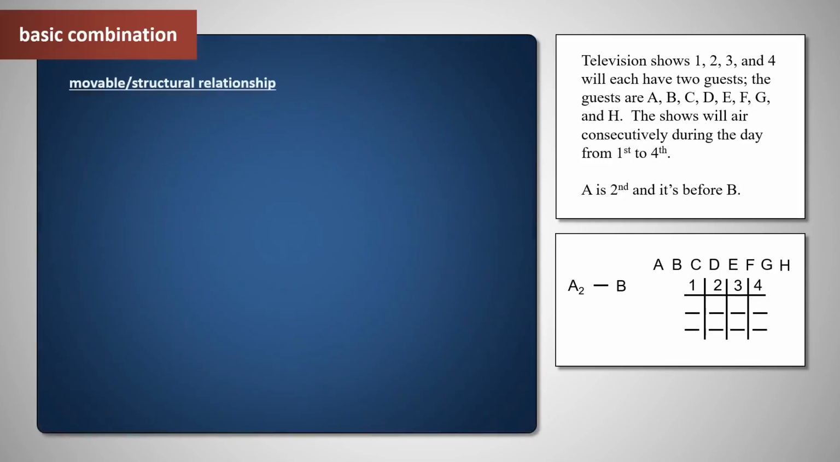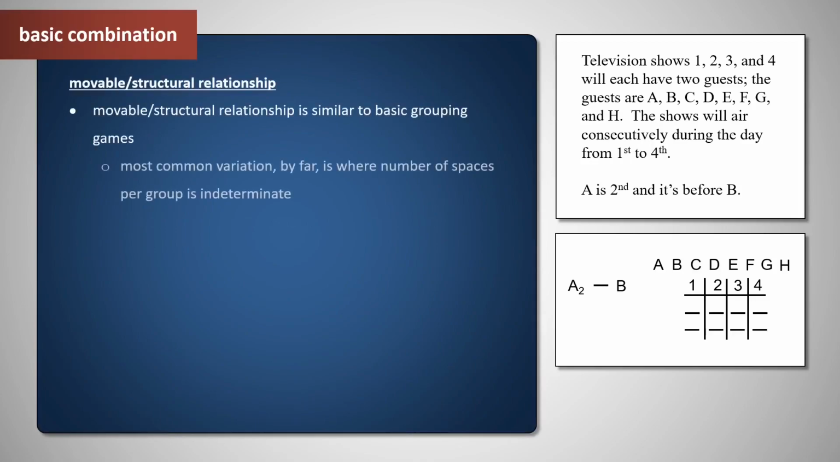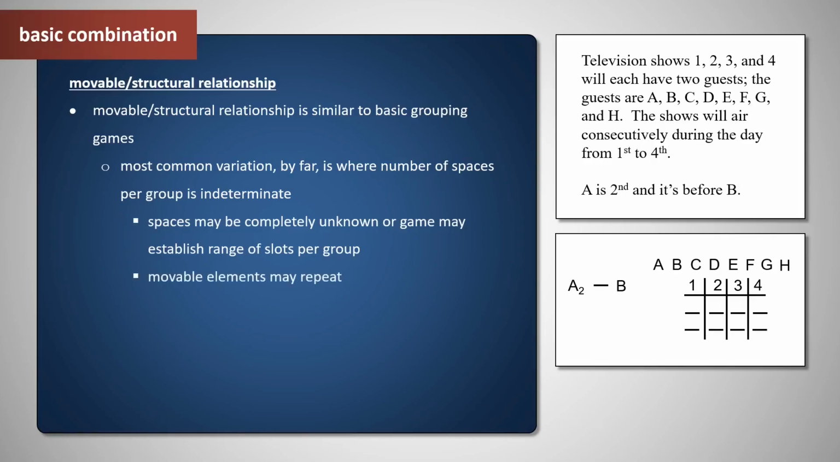With respect to the relationship, the movable structural relationship is actually similar to the basic grouping games. So the most common variation by far is where the number of spaces per group is actually indeterminate. Here it is determined. We know that there's 2 per group, but most commonly you won't know how many there's going to be per group. Spaces may actually be completely unknown, or a game may establish some sort of range of slots per group. And the movable elements themselves may also repeat. So you may not know how many per column, and there might be repetition. You might not know which ones will be repeating, how many repetitions, etc.